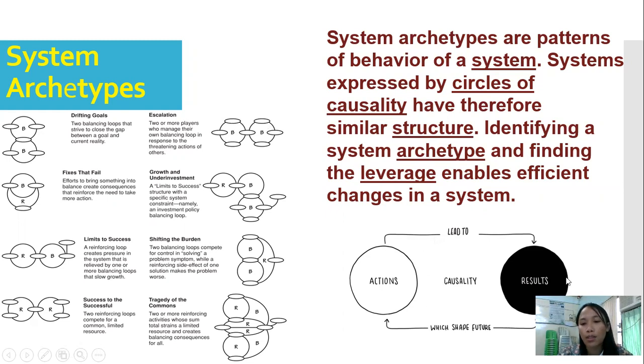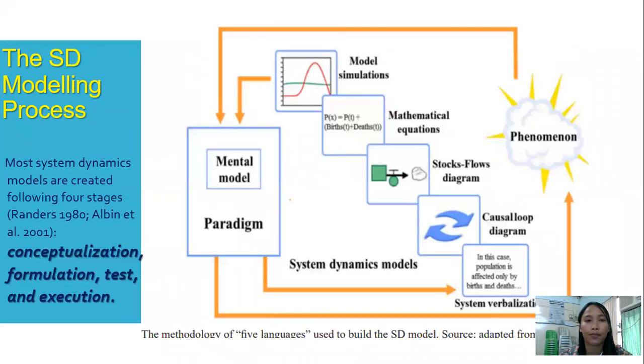So it simply means that for every action, it leads to some kind of results, which further shapes future actions. This is the circles of causality. This is what system archetypes is trying to convey. And we must understand the system archetype of the system that we want to study.